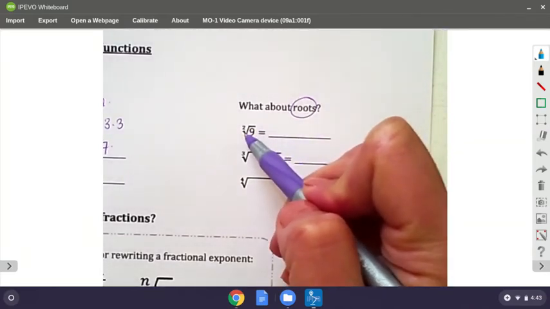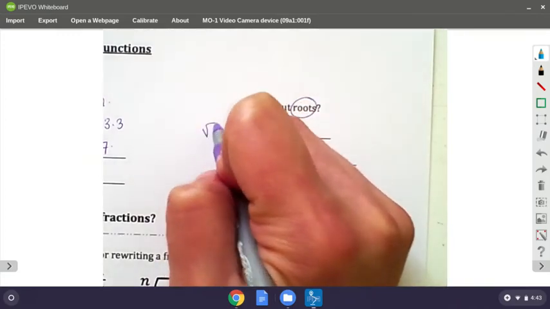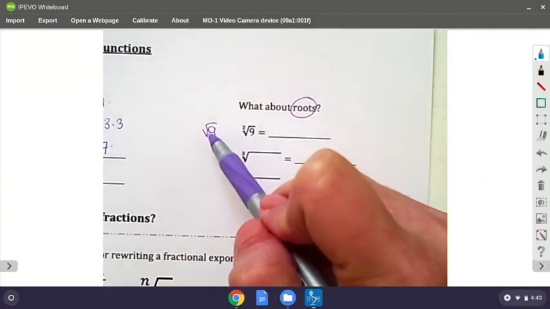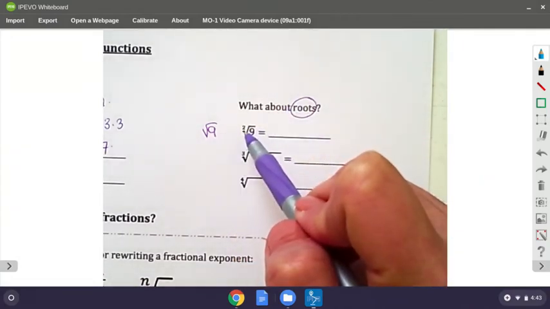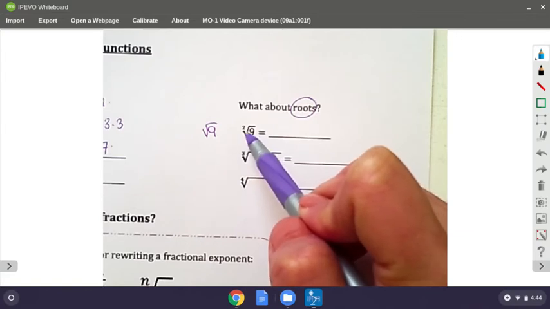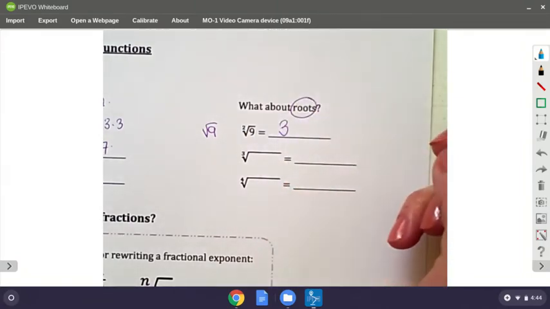So a square root, you typically don't see it with the 2 there. You normally see it just like this, and we know that that means square root. So when there's no number there, it's understood that the root is 2. And what that means, a square root, which you guys already know, is what times itself is 9. So what times itself 2 times would give you 9, which we know is 3. The square root of 9 is 3.